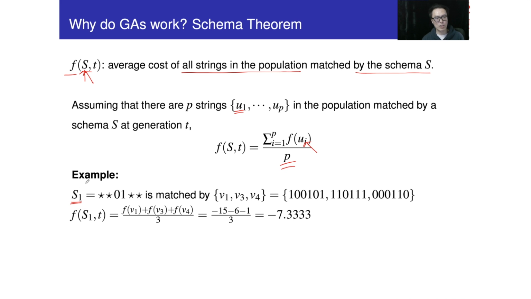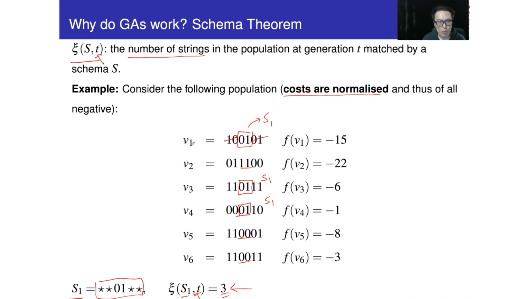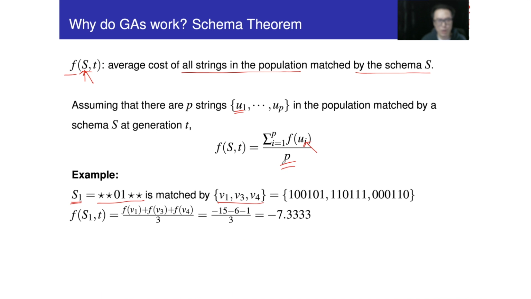Now when we talk about S1, just consider the same schema, and we know from the previous slide that V1, V3, V4 satisfy this schema S1, which I just listed right here. So now we are going to calculate the average cost of this schema S1 in this population at iteration T. Expand this equation. P is 3, because we have 3 schema matches for S1. The first one is V1, the second one is V3, the third one is V4.